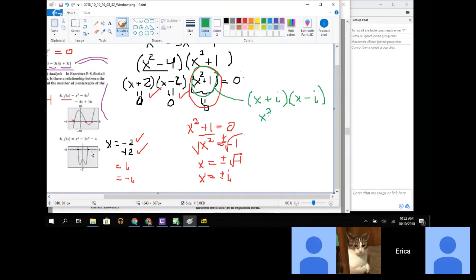get x squared plus i minus i minus i squared. Plus and minus i cancel each other out, so we get x squared plus 1. So if you want to factor x squared plus 1, we can factor it. We just have to factor it in the complex realm. So x squared plus 1 factors out as x plus i times x minus i. Pretty cool stuff, huh?